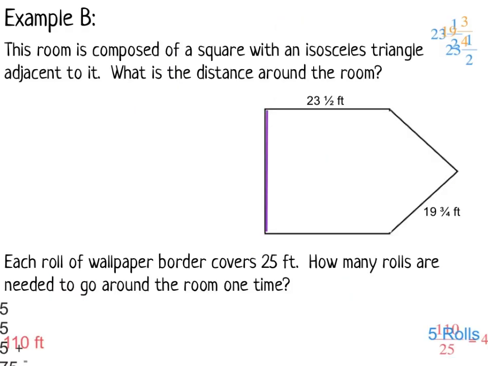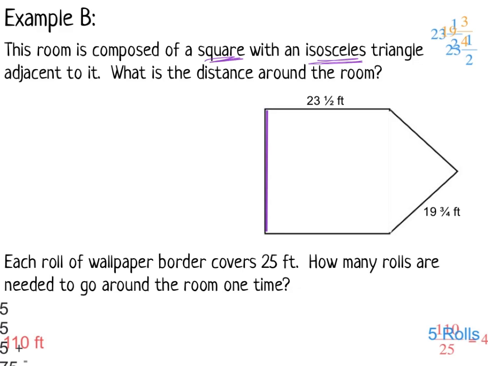Okay, let's take a look at example B. Example B says this room is composed of a square with an isosceles triangle. That's important information to know, that the shape is made up of a square and an isosceles triangle adjacent to it. What is the distance around the room? And then a second question says, each roll of wallpaper border covers 25 feet. How many rolls are needed to go around the room one time?